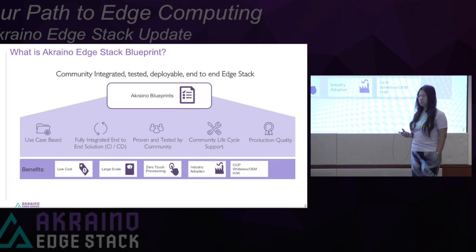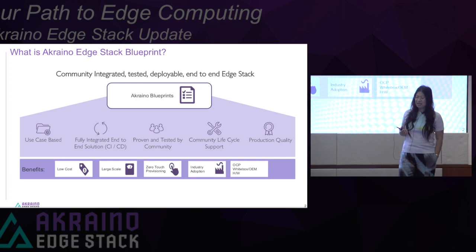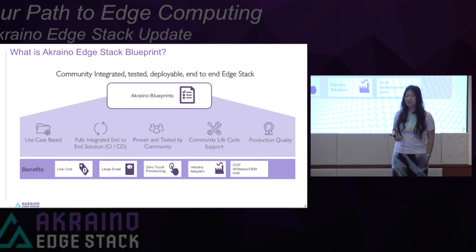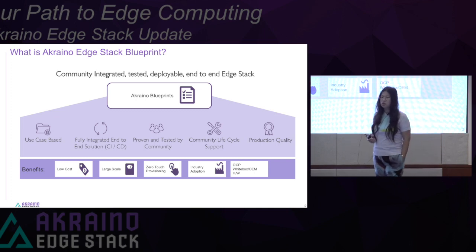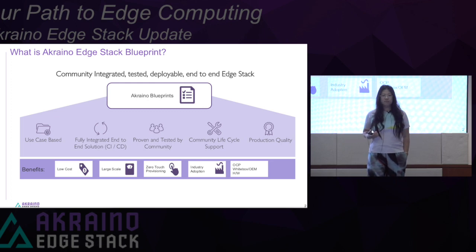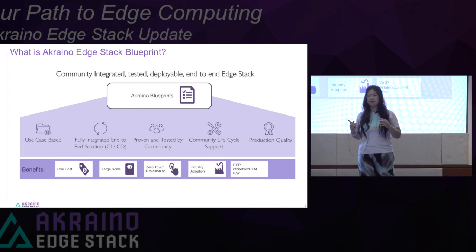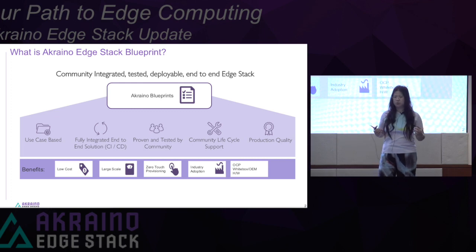All of these blueprints are use case based. You can have 5G and AI use cases, and it's a fully integrated end-to-end solution. We call it CI/CD, and it should be proven and tested by the community. We have the Akraino Community Lab. We also have a validation lab for each blueprint.